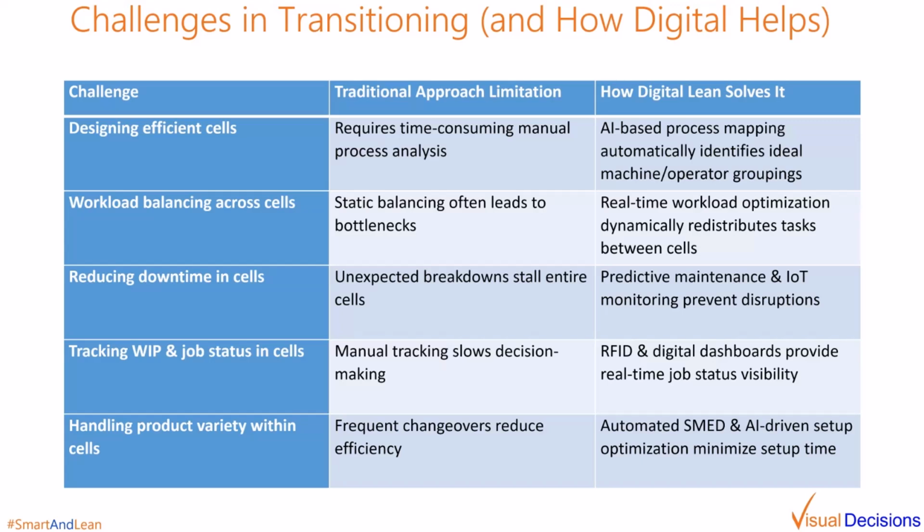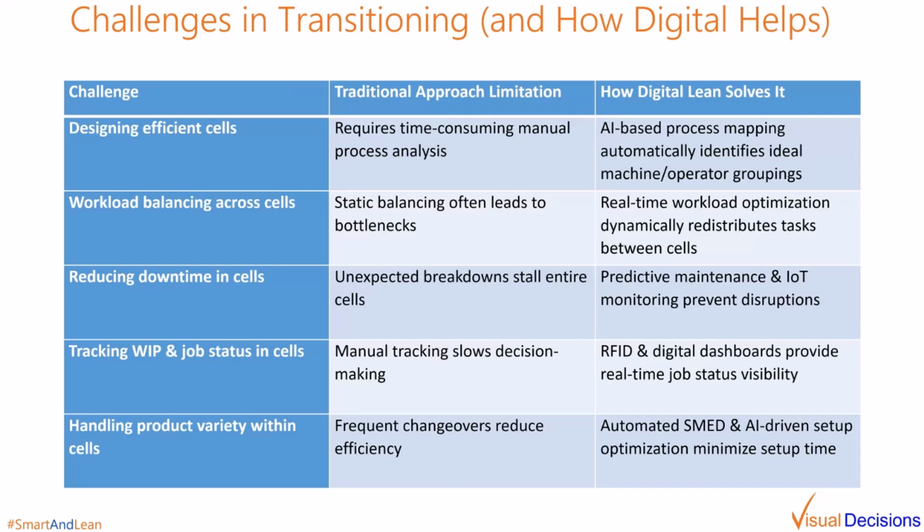Another major obstacle is workload balancing across cells. In a functional layout, work is often pushed from one department to another without consideration for any real-time bottlenecks. However, when you have cells, you have to ensure that each cell is operating at maximum efficiency without creating delays or idle time. Traditional lean relies on periodic adjustments, but this approach sometimes struggles to keep pace with the fluctuations in demand, machine availability, and workforce constraints.